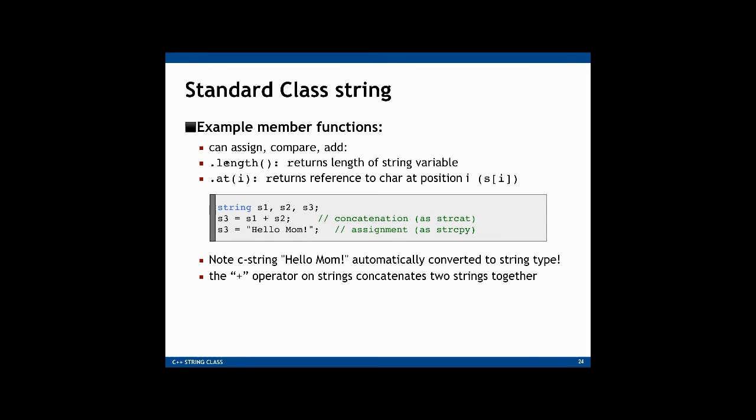The length function. You will often use this function. It returns the length of the string. It's a very useful function. And the at function, which receives one int type argument and returns a reference to the character at position i. This is the same as accessing an array element with array square brackets like this one. So this is exactly the same as this one.